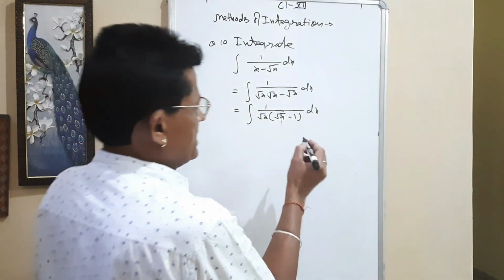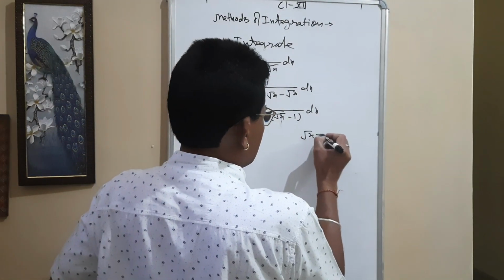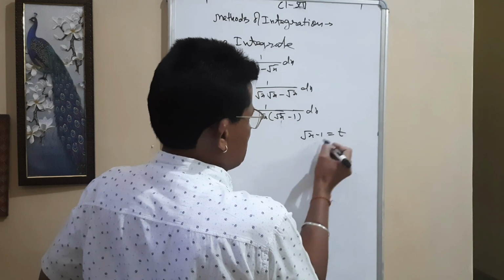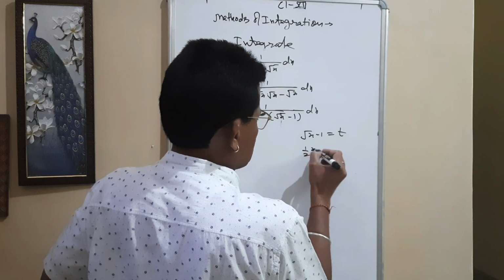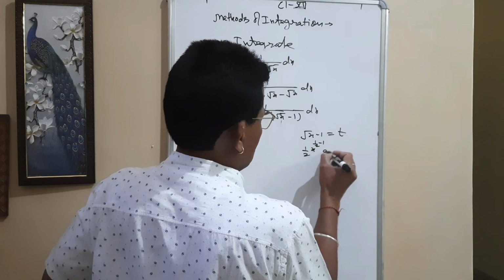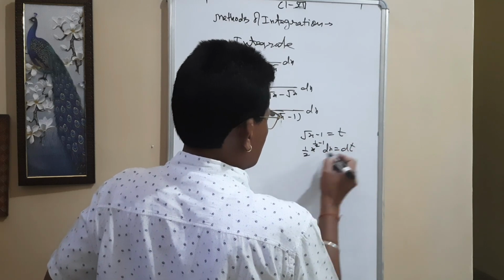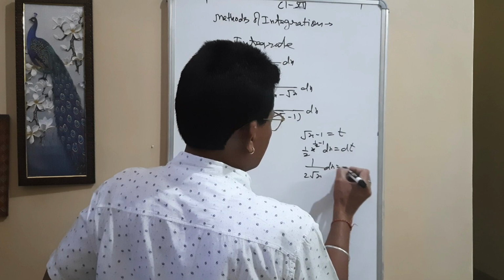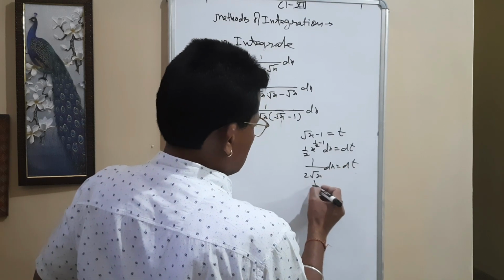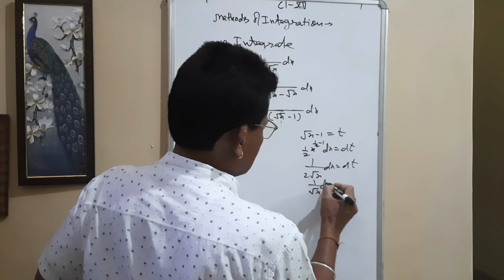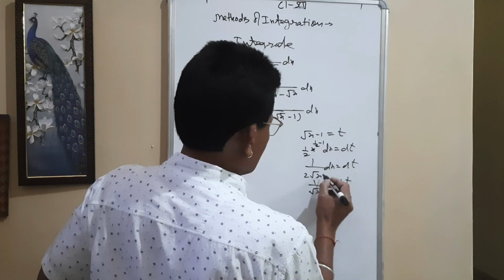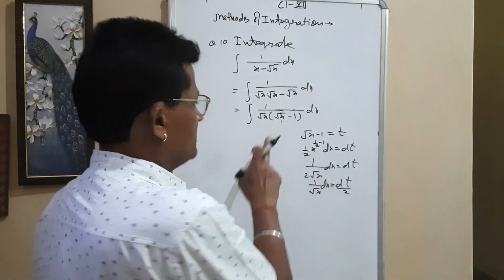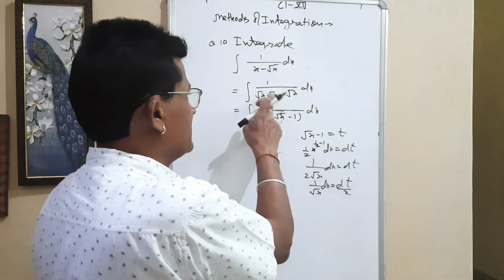Let me take root x minus 1 equal to t. Root x means half power. Differentiating on both the sides, 1 upon 2 into x to the power half minus 1, and dx will be equal to dt. So 1 upon 2 root x dx will be equal to dt. And what do I need? Only dx upon root x, which is 2 dt. I have taken root x out of this bracket, that is why I took it.